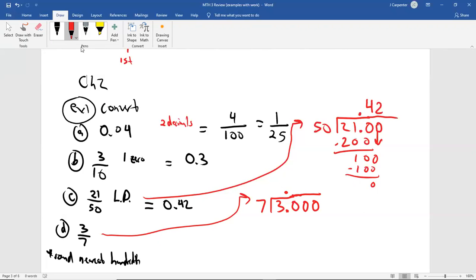So 7 went into 3 0 times. I'll go ahead and put the 0 there this time. 7 will go into 34 times. 4 times 7 is 28. Subtracting, you get 2. Bring down the 0. 7 will go into 20 twice. 2 times 7 is 14. Subtracting, you get 6. Bring down the 0. 7 will go into 68 times. 8 times 7 is 56. Subtracting, you get 4.